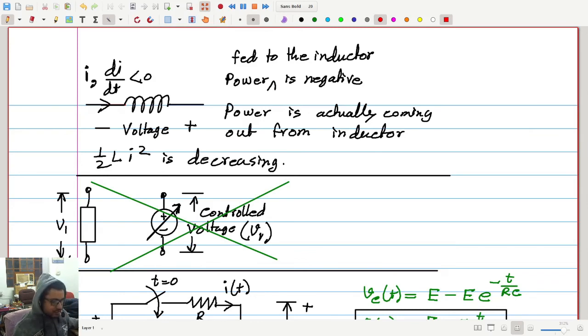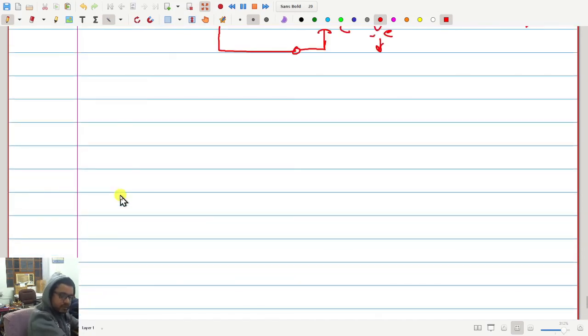Sir, I have a question. Sir, if we connect a capacitor with a current source, then what will exactly occur? The capacitor should be charging, but there is a constant current flow.